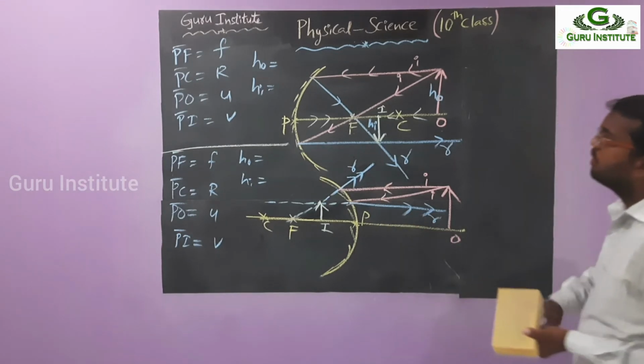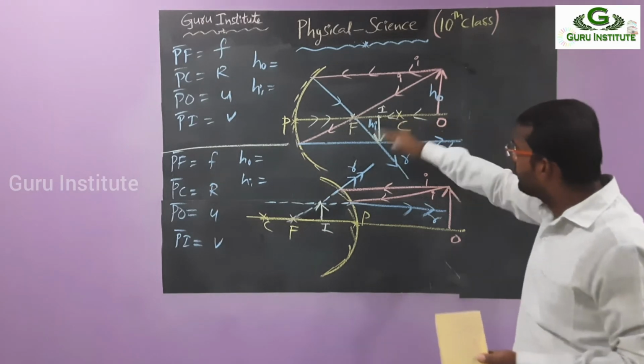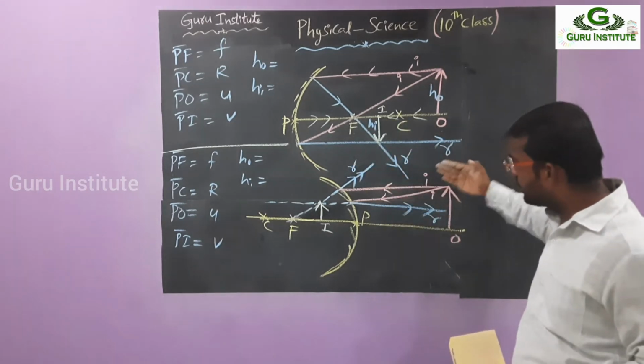Then what is the third rule? The measurements which are above the principal axis should be positive, and below the principal axis should be negative. Above the principal axis positive, below the principal axis negative.